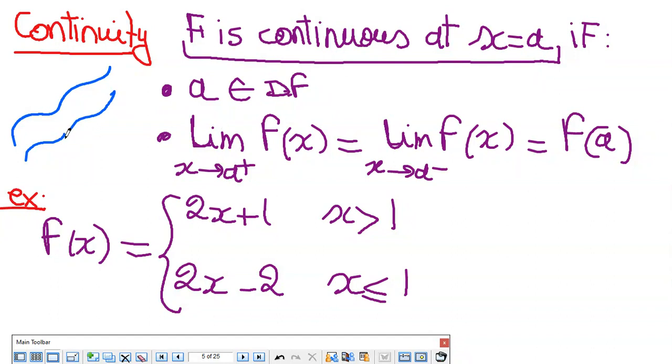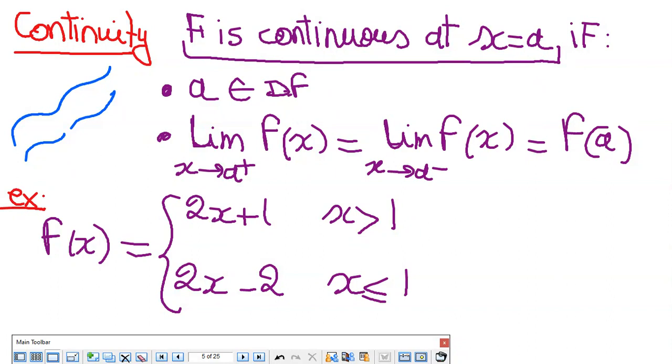If the point is not in the domain, I cannot talk about the limit. I cannot calculate the limit. So first, the point at which I need to calculate the continuity should be in the domain, and the limit of the function at the left is equal to the limit at the right, which is equal to f of a. What does it mean?